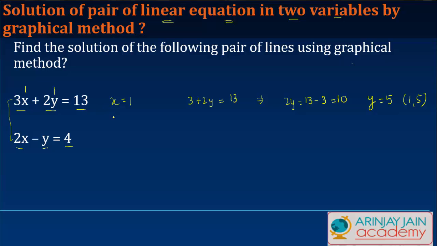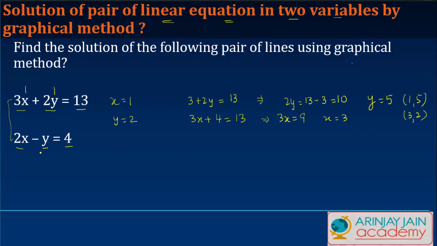Now let's say, for example, the value of y is equal to 2. In that case, we get 3x plus 2y, 2 into 2, that is 4, is equal to 13, or 3x is equal to 13 minus 4, which is 9, so x is equal to 3. So the second set of values that we get is 3 and 2.